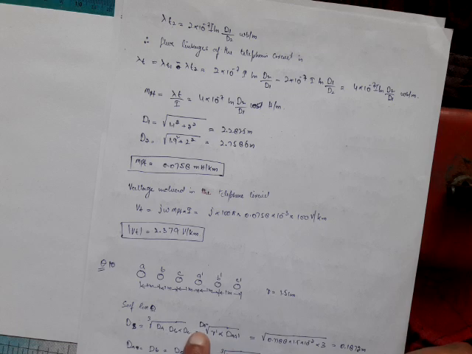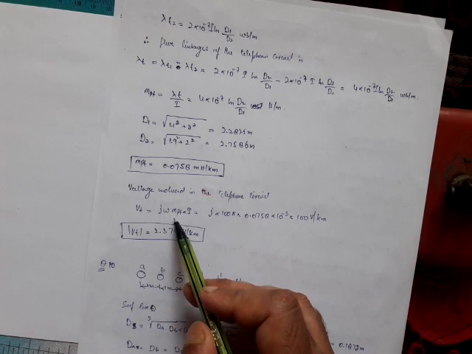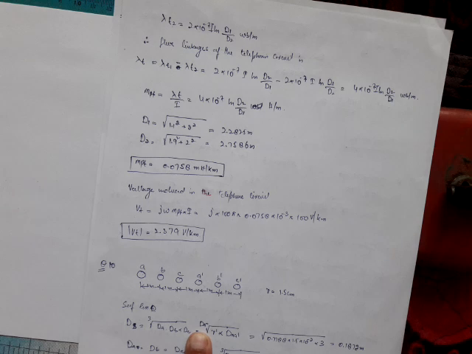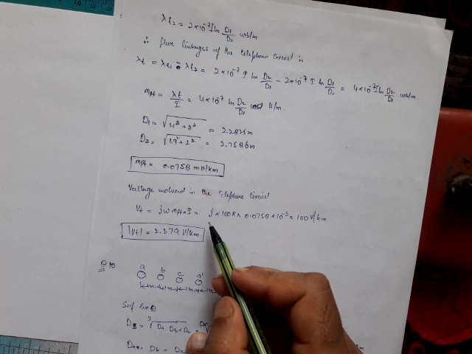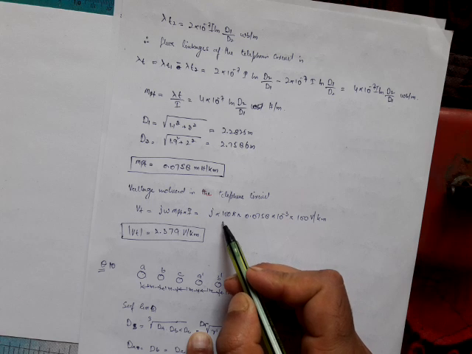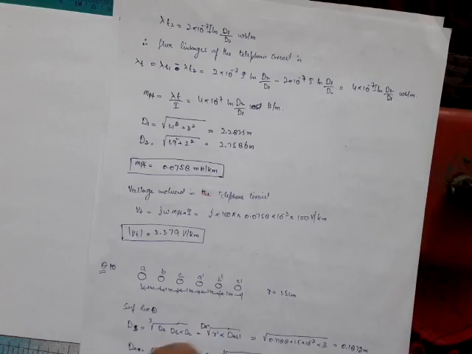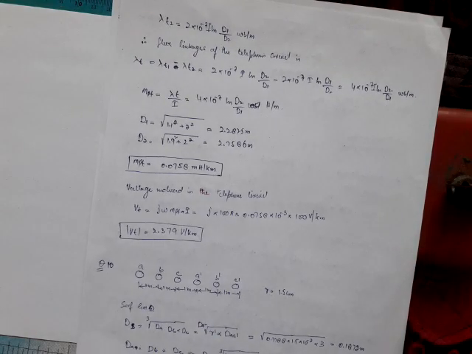Now the voltage induced in the telephone circuit will simply be j omega L into I, where this inductance is represented by M, that is the mutual inductance MPT. J omega: it is a 50 hertz circuit, so omega is 2 pi into 50, that is 100 pi, into MPT into 100. It comes out to be 2.379 volt per kilometer.